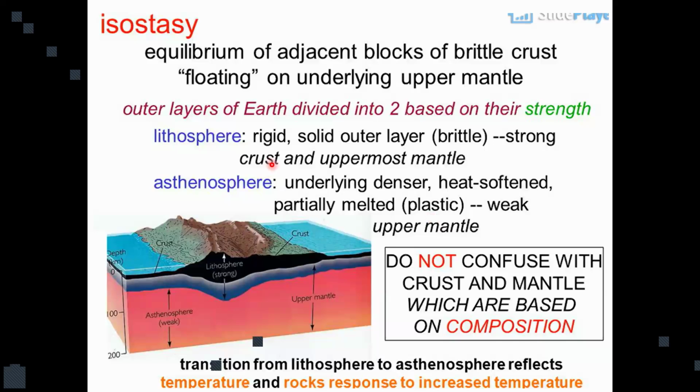The lithosphere involves the entire crust and the uppermost part of the mantle, while the asthenosphere is the molten part of the mantle.